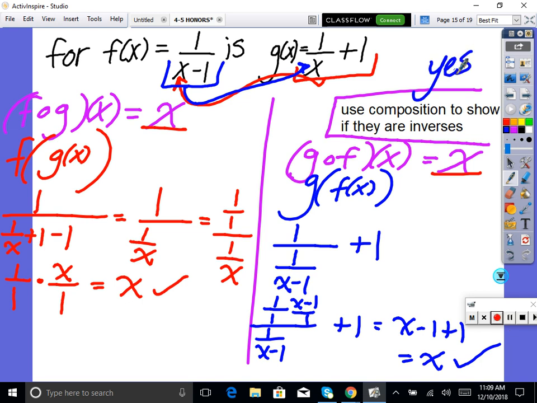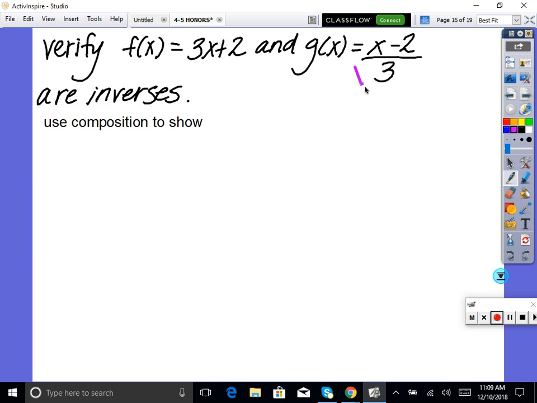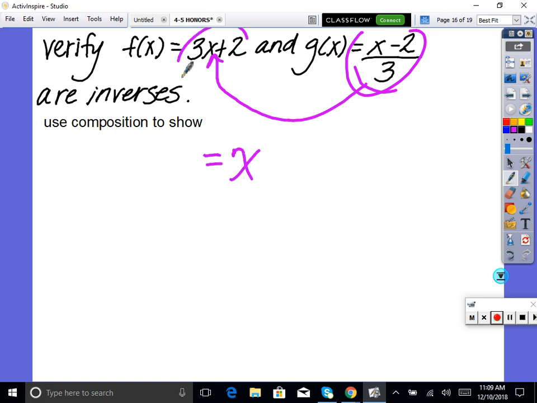Does that make sense? Do we need to do another one? With this one we would go like this. We'd take this one, plug it in right there, and it would need to simplify to be x, and then we would take the other and plug it in there, and it would need to simplify to be x, and if so, then yes.